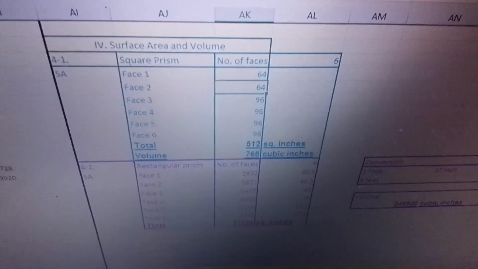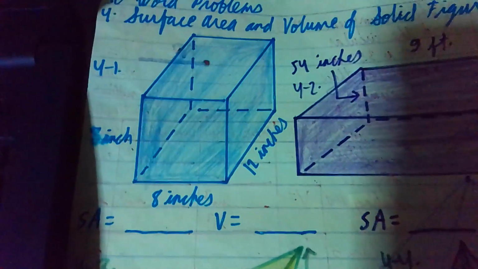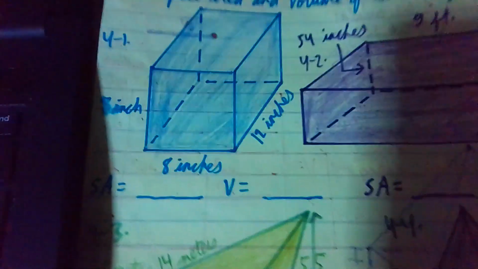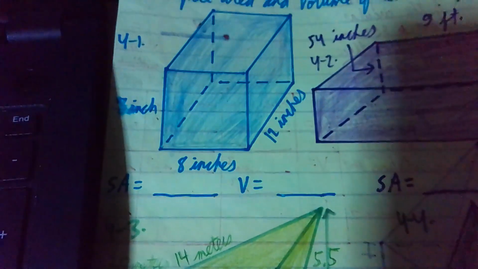Yan. Or this, what I did the long cut way. So I did 64 again. Tapos, that's only 2 faces. How many more to go? If your answer is 4 more, you are correct. So there are 4 more faces to go.